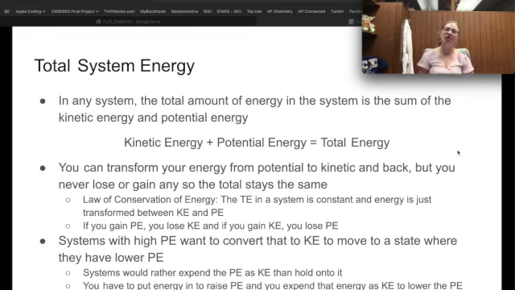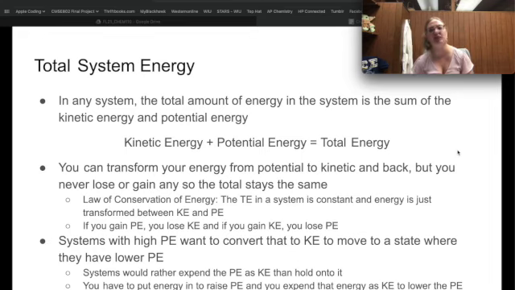So as we talked about the law of conservation of mass, we also have the law of conservation of energy. I'll give you 3 guesses what it says. So if we have the total energy in a system, it's always going to be constant. That energy is transformed between kinetic and potential energy. So if you gain potential energy, you lose kinetic energy. If you gain kinetic energy, you lose potential energy. They're just going back and forth between one and the other.